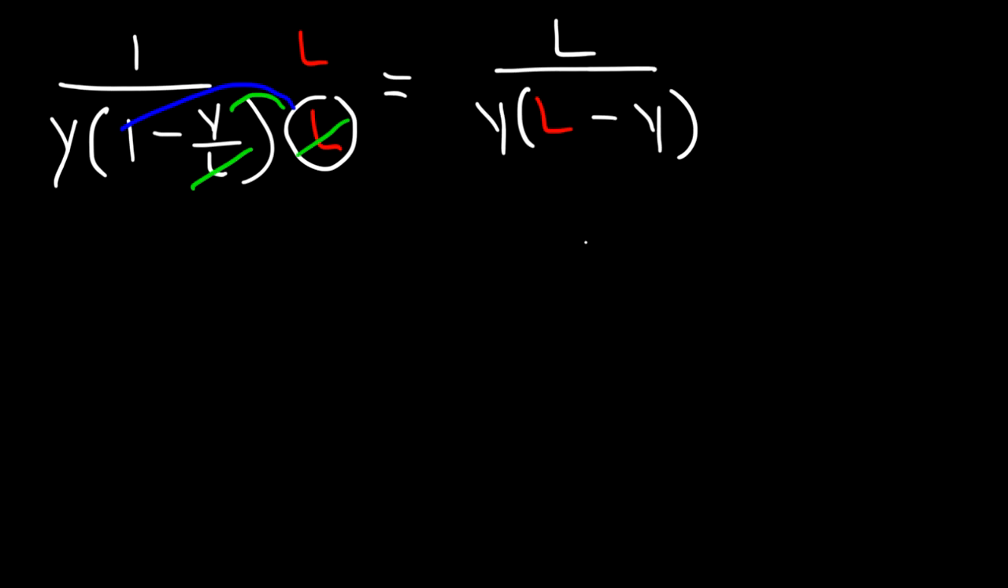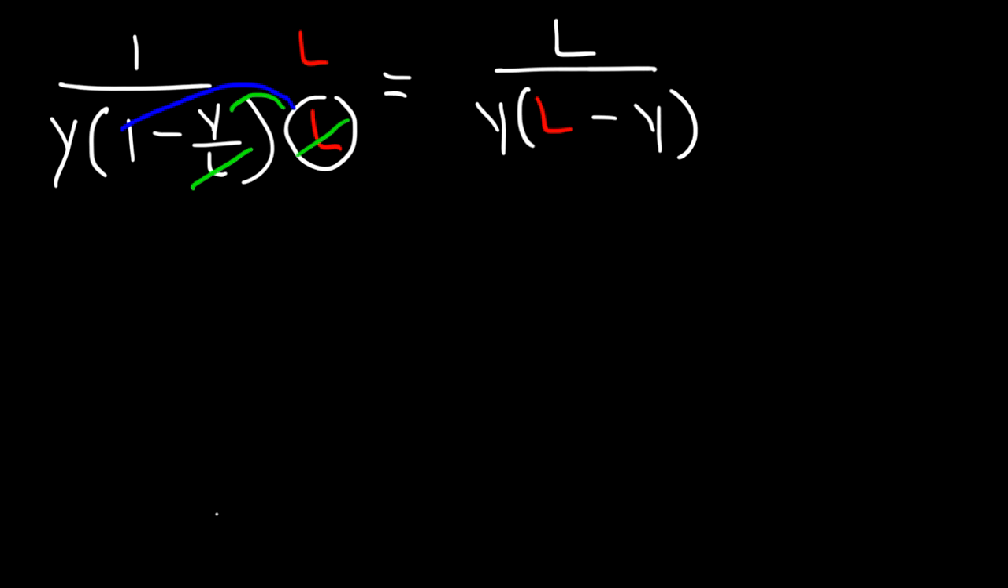So this is what we now have. Now you can't multiply this L by y because that y is already multiplied to what's inside. If you do, you'll be multiplying those terms 2 times. So just be careful with that. So this is what we now have.